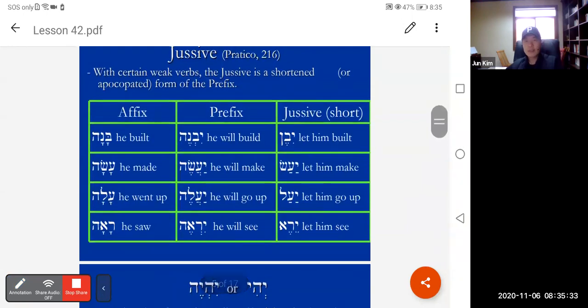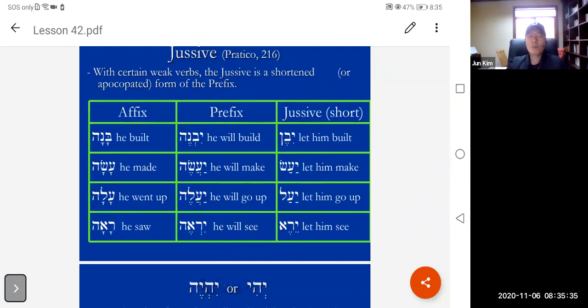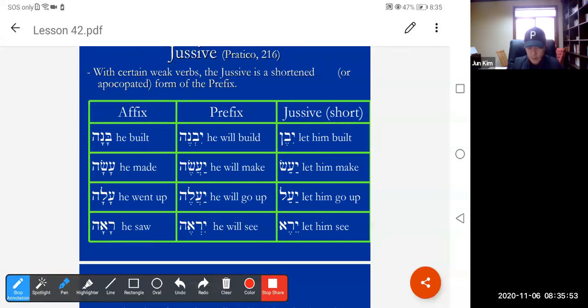Well, actually, this table is quite important in terms of having a clear understanding of all the indicators of the fixed form, the prefix form, and the jussive. Let's look at it. Okay, the first line is all about bana. A fixed form of bana is bana, and then the prefix form of bana is yibne.